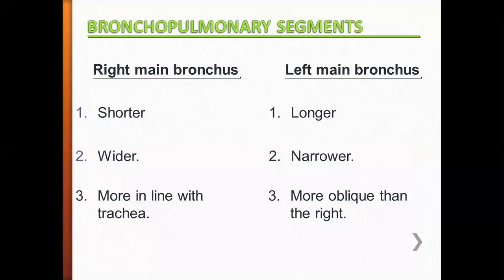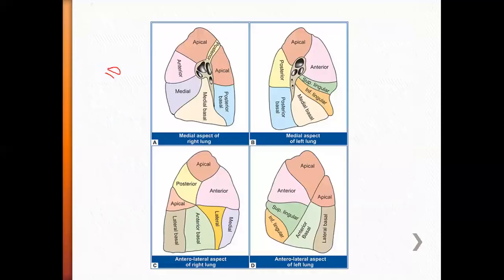Now let's see the bronchopulmonary segments. This is how we are dividing. In this picture, both are medial aspect. When you see the root of the lung or hilum of the lung, immediately you can say that is the medial surface. The other side, you can easily say, is the costal surface. Here in this picture, we have put the anterolateral aspect of the lung.